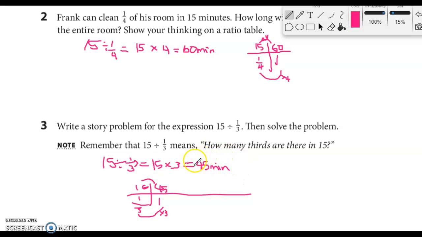Please let us know if you have any questions over this strategy. I'm curious to know which strategy you like better, the ratio table or the traditional keep, change, and flip, is what we call it. So you keep the first number, you change the sign, and you flip the second number. Which one do you like best?